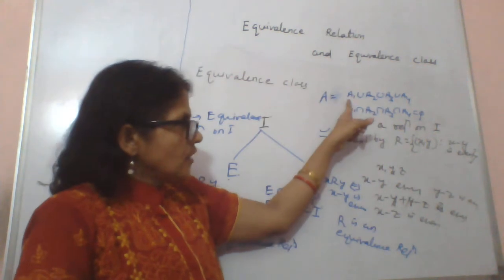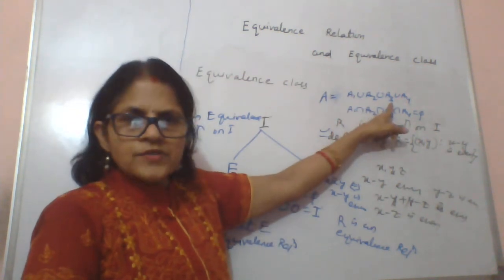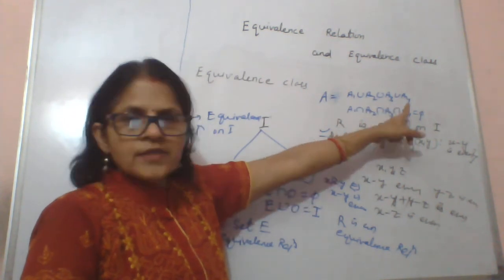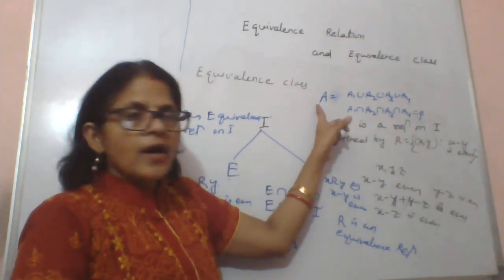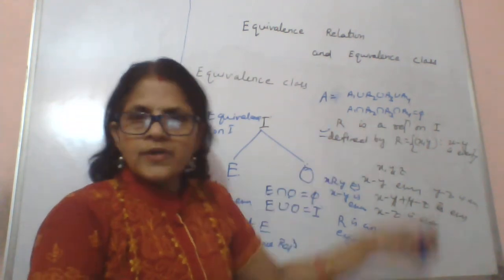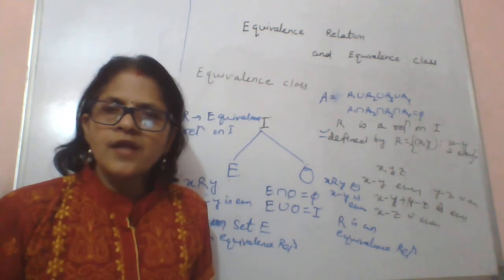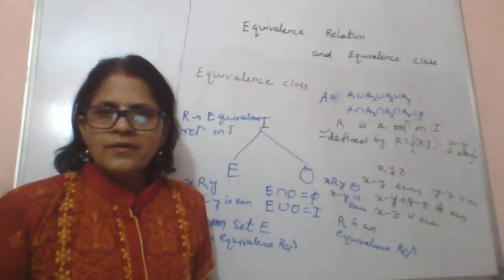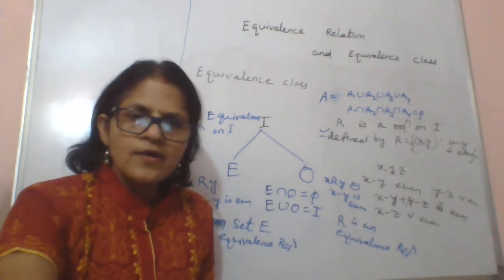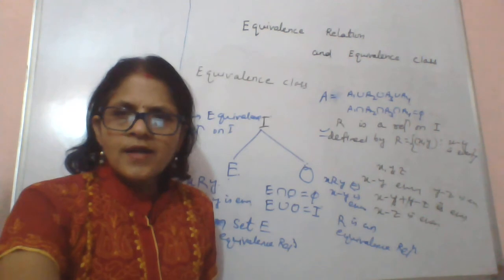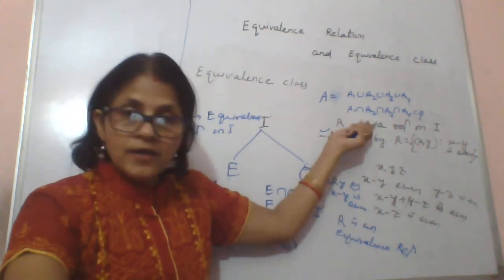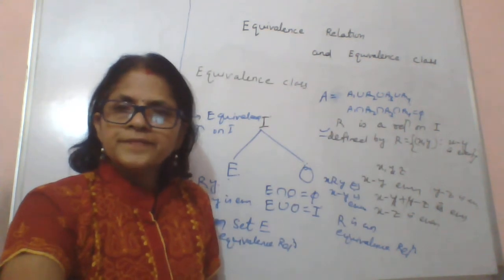If R is an equivalence relation on A1, A2, A3 as well as A4, and also R is an equivalence relation on A, then each one of them we can say is an equivalence class of A. Okay, so this is a simple way to understand what an equivalence class is. So A1, A2, A3, A4, all these 4 are equivalence classes of A.